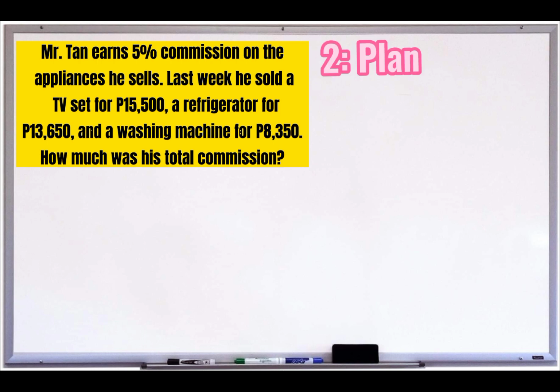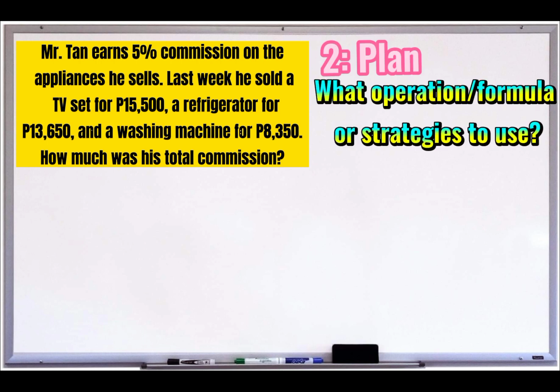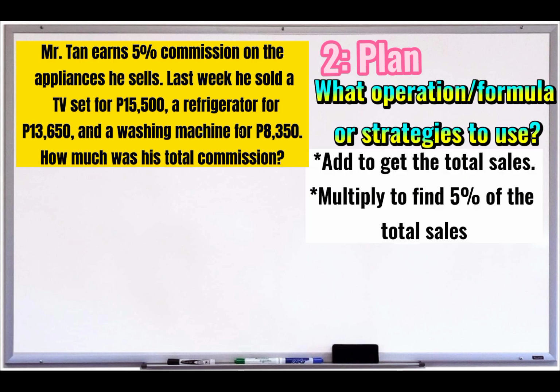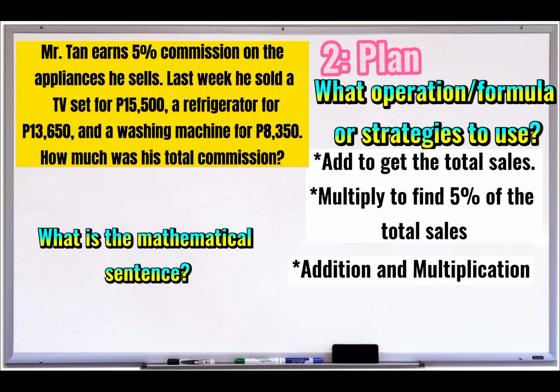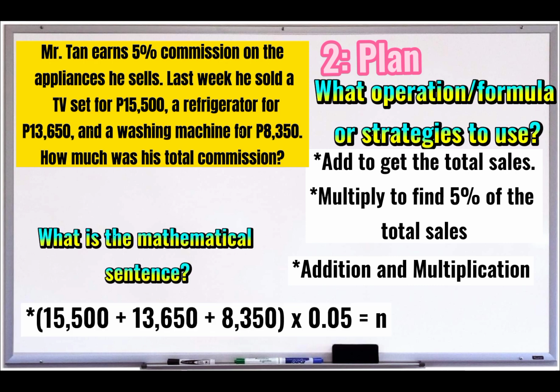After understanding the problem, we are now going to plan. What will you do to find the answer? So what operation or formula or strategy to use in the problem? In this problem, we are going to add to get the total sales, and then we are going to multiply to find 5% of the total sales. So the operations are addition and multiplication. Now, what is the mathematical sentence in the problem? The mathematical sentence is 15,500 plus 13,650 plus 8,350 times 0.05 equals n.